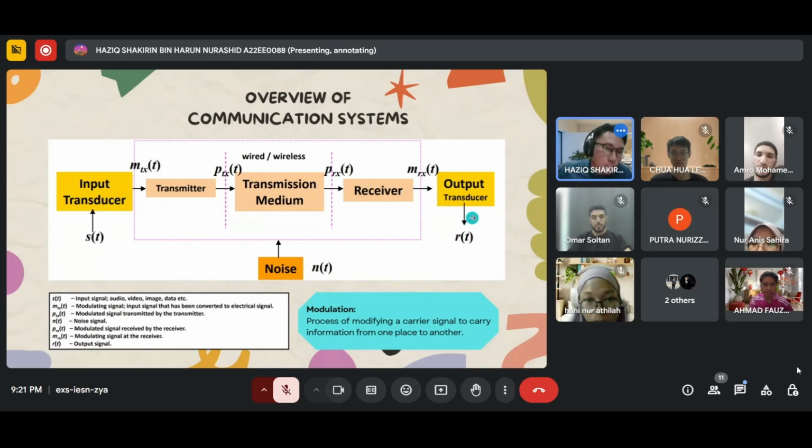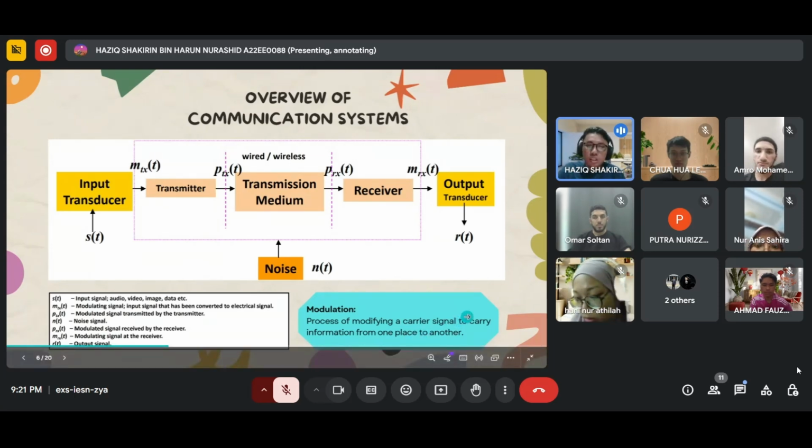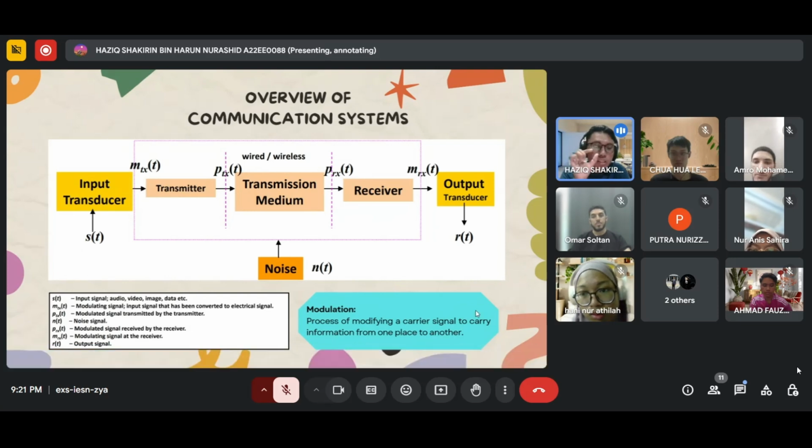So the first term that you should know to understand more on this topic of communication system is modulation. Modulation is basically a process of modifying a carrier signal to carry information from one place to another. Basically, you are trying to change the carrier signal that you have so that you can transfer it to certain places.